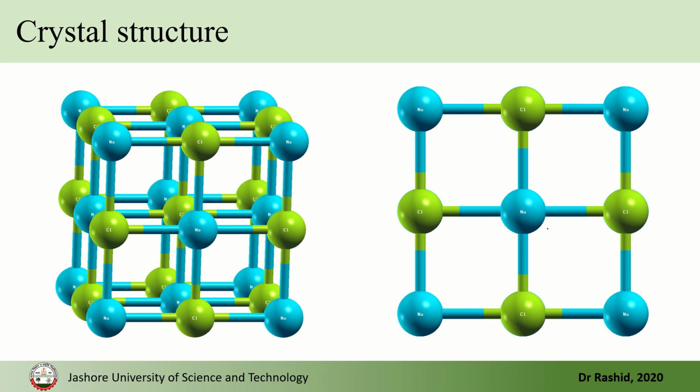Now this is a real life example. This is the structure of sodium chloride. This is sodium and this is chlorine. You can see the corner atoms are sodium, and one sodium atom is connected to six chlorine. This is not clear from here, but let's see the chlorine atom here. You can see the chlorine atom is connected with 1, 2, 3, 4, 5, and 6 sodium. Similarly, every sodium atom is connected with six chlorine atoms.